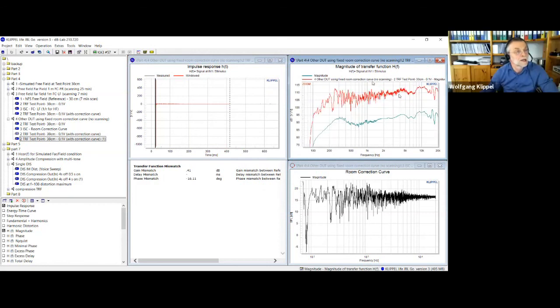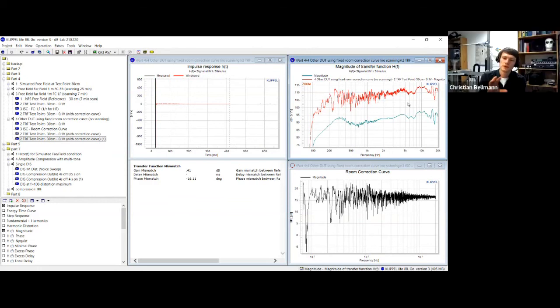But what is really exciting is using, without scanning, the data for the room correction from a different speaker and applying it to that. The error here in this region is quite reasonable. It's in the order of 1-2 dB, but the room influence is quite larger.